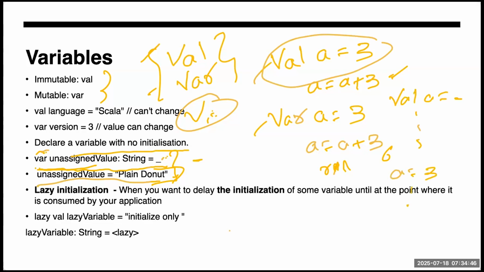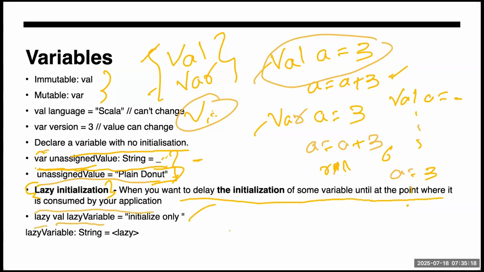Lazy initialization. You remember the lazy evaluation in Spark, where unless you perform an action, it won't do the things, right? Transformations and actions, yes. That we call lazy evaluation. So in Spark and Scala we also have lazy initialization. When you want to delay the initialization of some variable until the point where it is consumed by your application, you can define it like that.